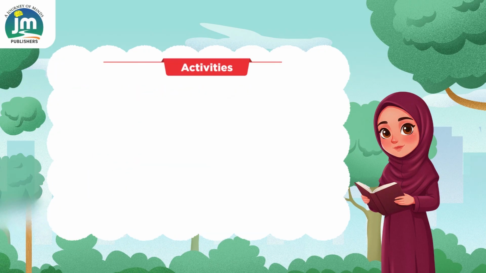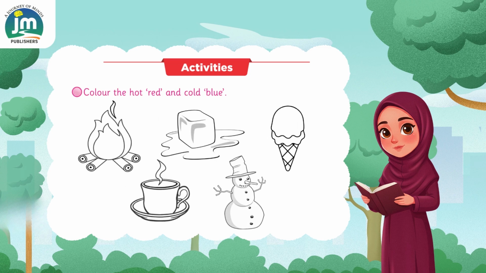Students, अब हम करेंगे अपनी एक्टिविटी नंबर 2. Color the hot red and cold blue. Now students, take your crayons. We will color the hot things with red and the cold thing blue.